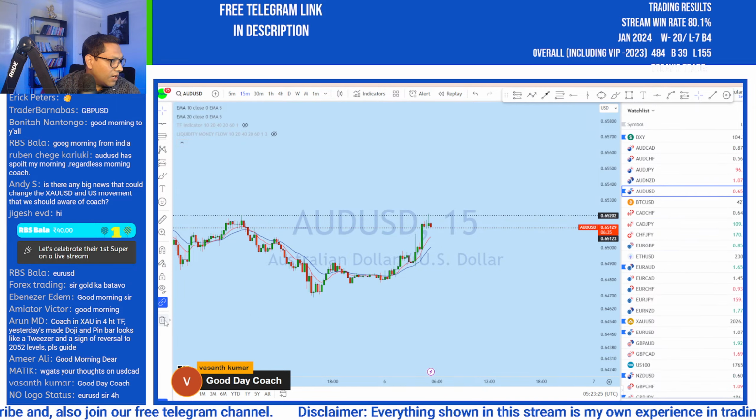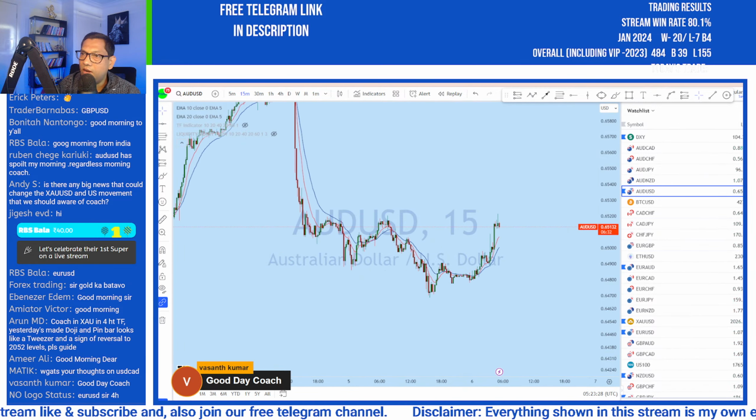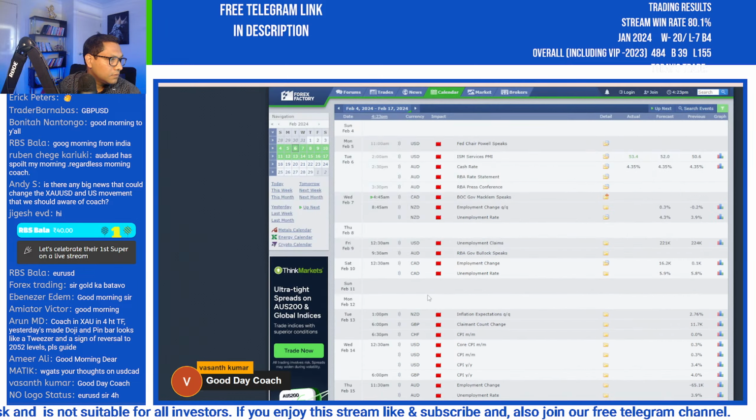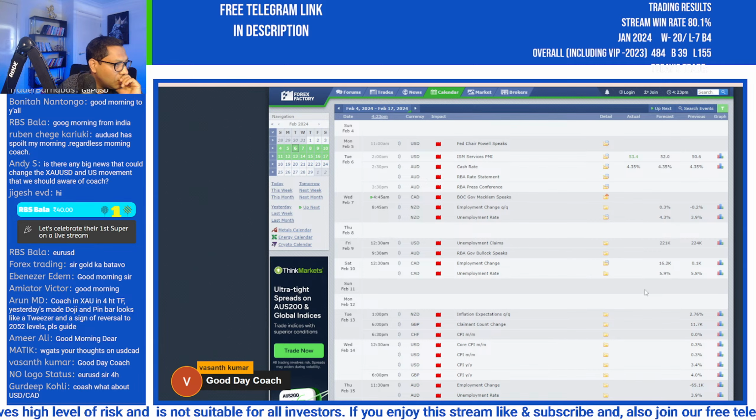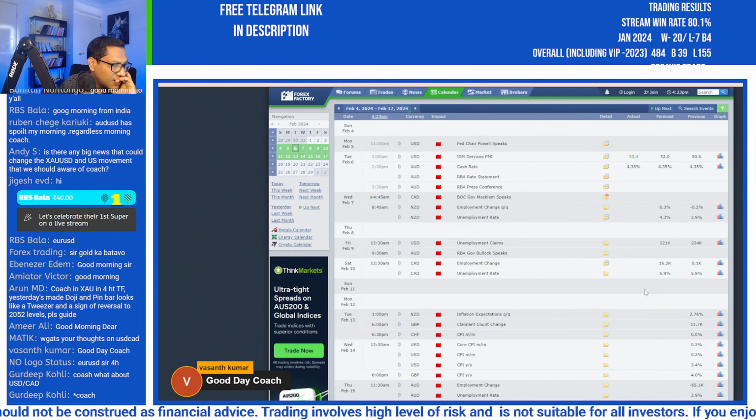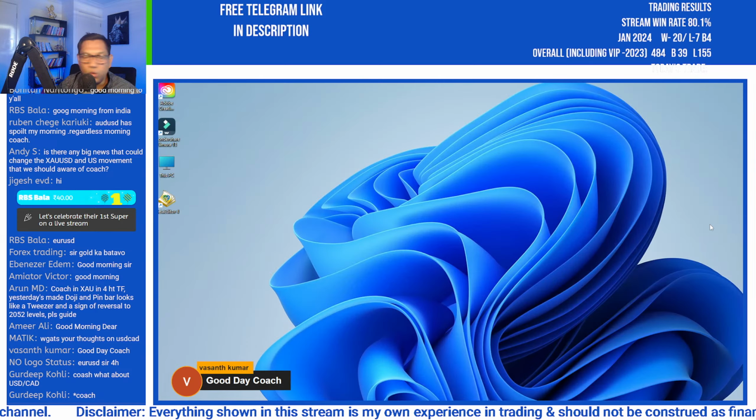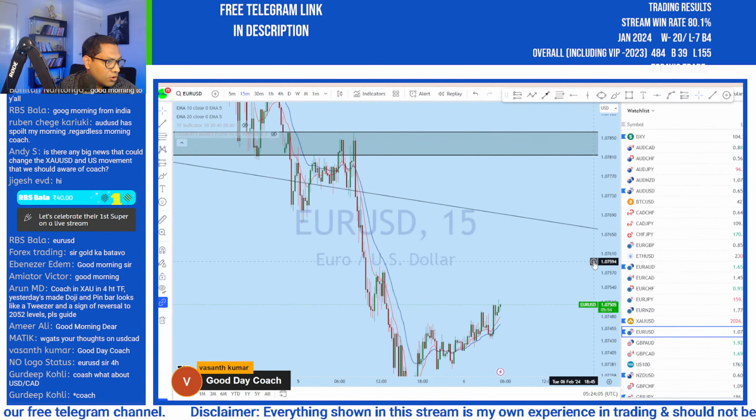AUDUSD, there was news released, but let me check Forex Factory to see how it is doing. Looking at the AUD news that was released, we saw that the cash rate, which is 4.35%, is still there. Early morning coming in my zone, there is CAD and NZD news. So dollar CAD also we'll be looking at.